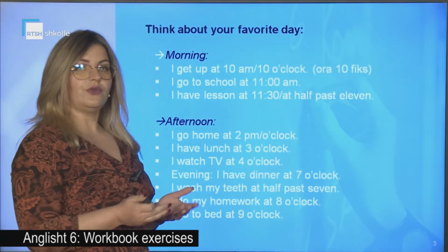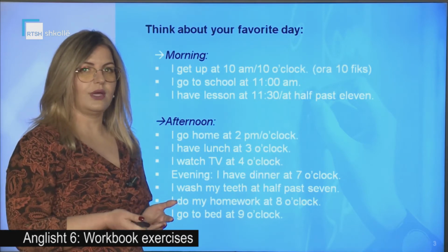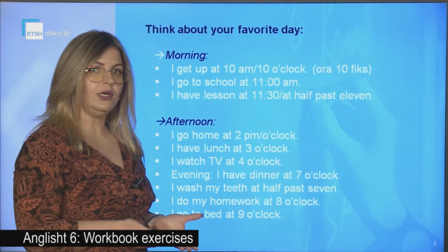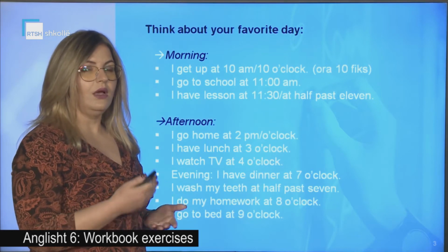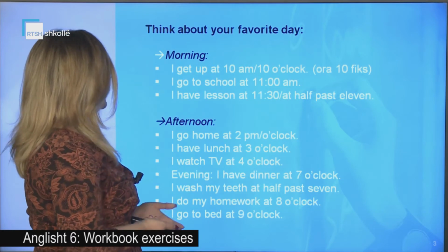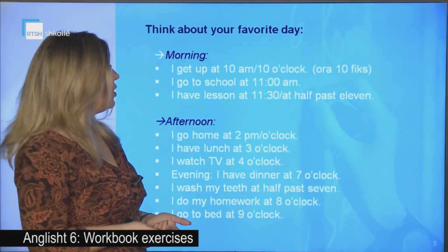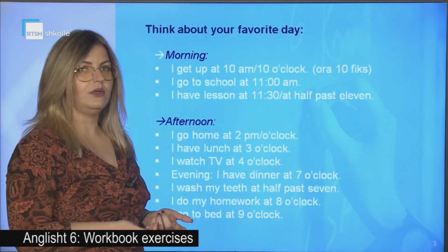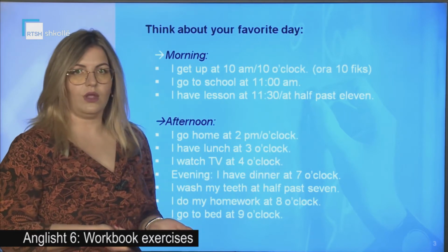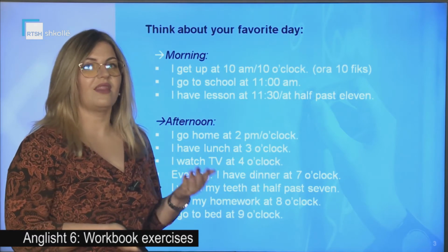And now you're going to think about your favorite day, and you're going to write down different kinds of sentences concerning your activities, part of the morning, part of the day, at lunchtime or in the afternoon, and then in the evening. For example, I get up at 10 a.m. We can otherwise use 10 a.m. or 10 o'clock. When we say 10 o'clock in Albanian, we refer to it as ora dhjetë.